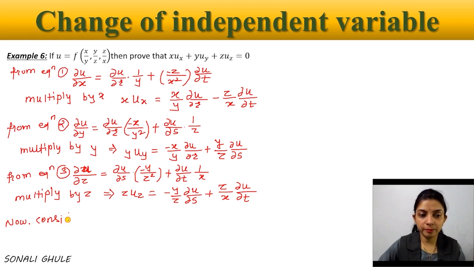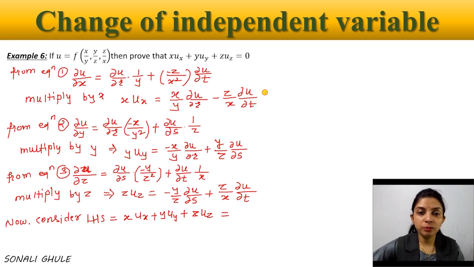Okay. Now consider here the left hand side. What is the left hand side of the proof? This one. So I can write here x into ux plus y into uy plus z into uz equal to, which means I have to do the addition of these three equations. Okay.